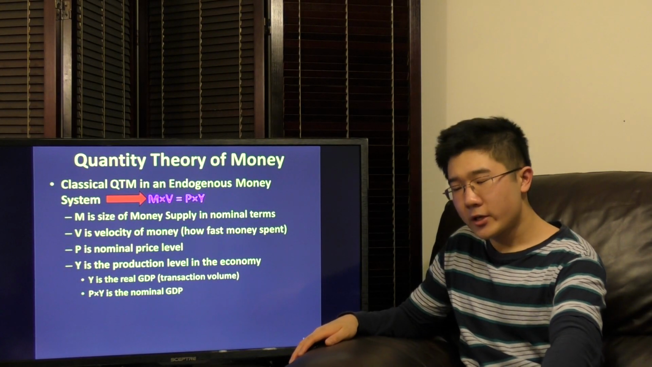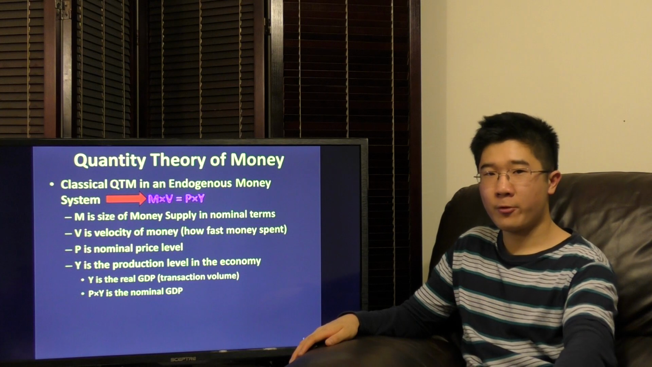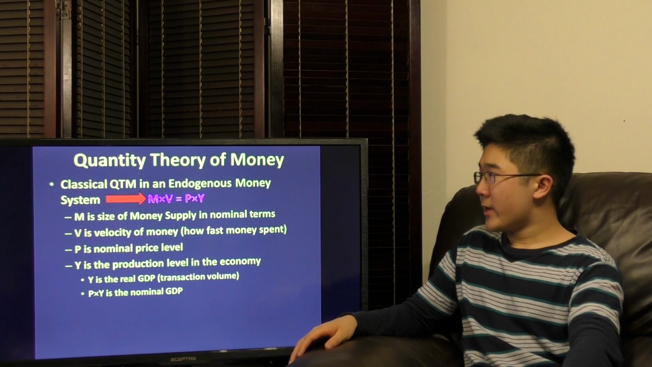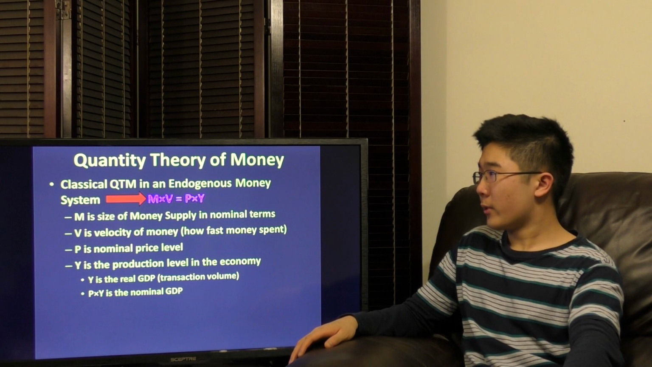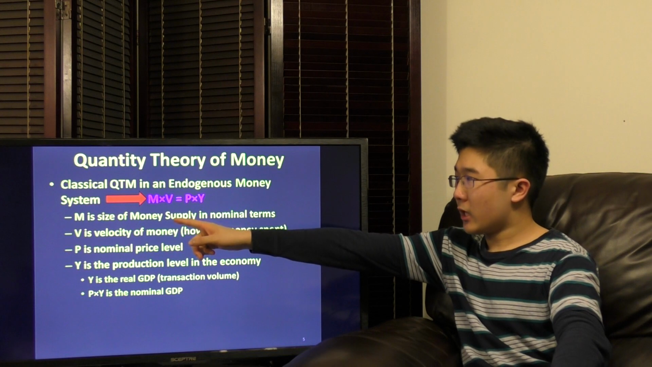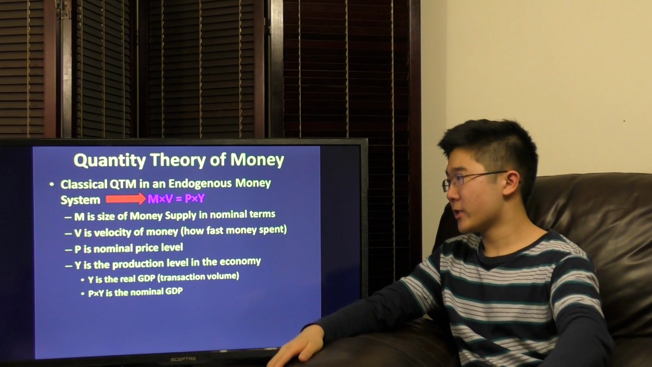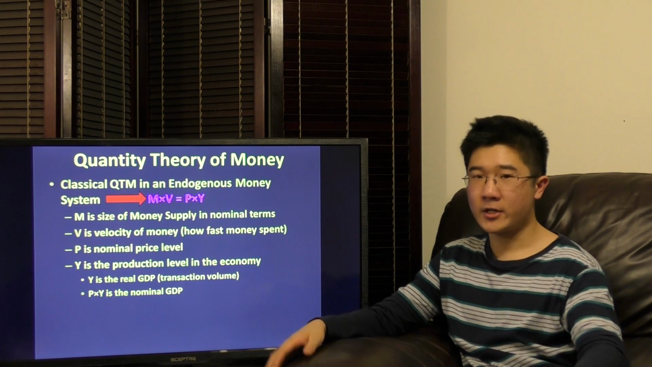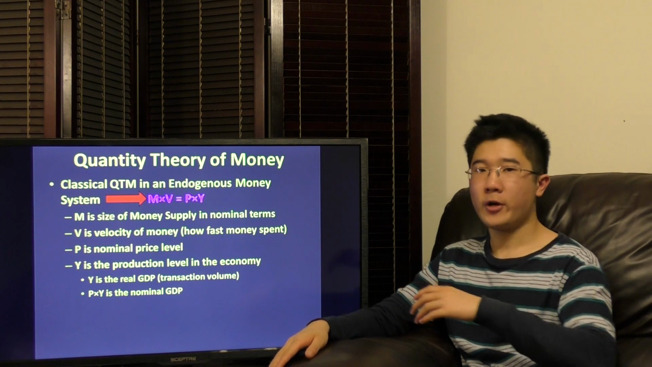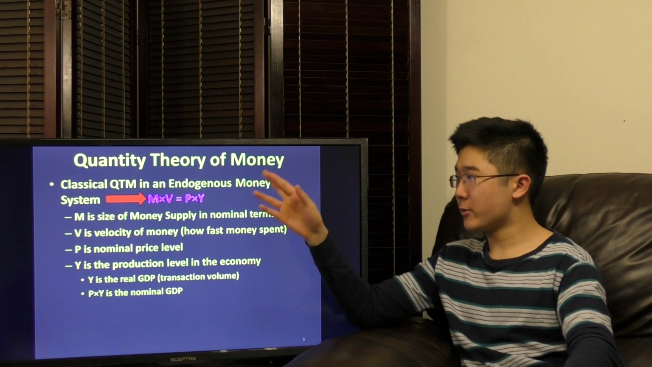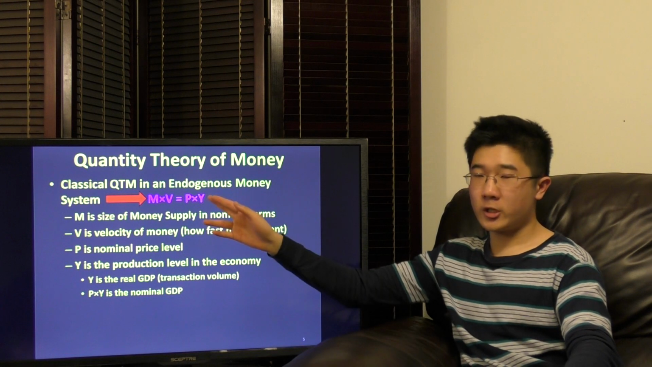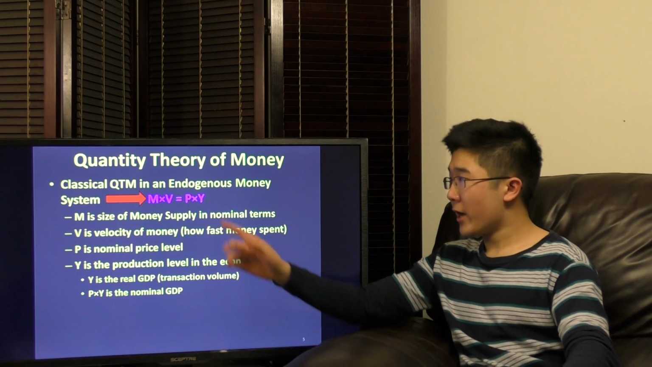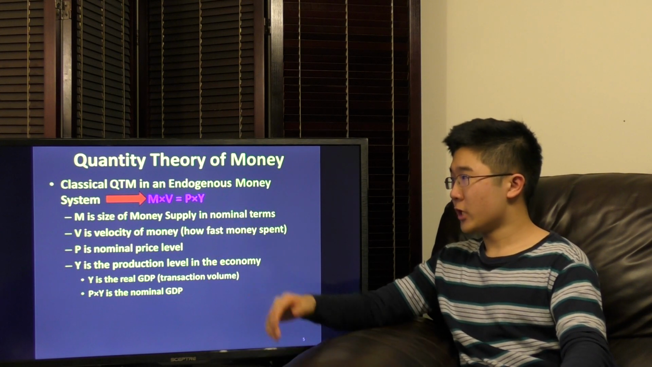So this leads to the classical quantity theory of money in an endogenous economy. Endogenous meaning that we theoretically have no outside influences, no outside trade, savings, etc. In an endogenous money system, the classical quantity theory of money states that M, the size of the money supply, times V, the velocity of money, which means how fast money changes hands or is spent in a given period of time, so like how many transactions a dollar goes through in a certain period, equals our nominal GDP, which is our price level P times our real output Y. So Y is our real GDP, and P times Y is our nominal GDP.